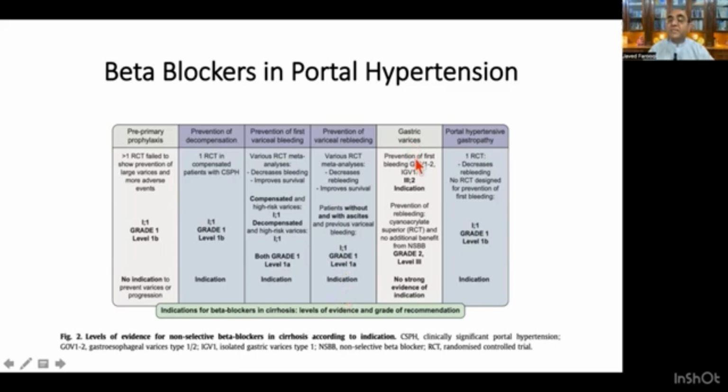In gastric varices, for the prevention of rebleeding in GOV1 or GOV2 or intragastric varices 1, cyanoacrylate is better and superior. So there is no strong evidence of using beta blockers in prevention of the first bleeding of GOV1 or GOV2 or intragastric varices 1. For portal hypertensive gastropathy, one randomized controlled trial did show that it decreases rebleeding. So it's grade 1, level 1B, and it is indicated.